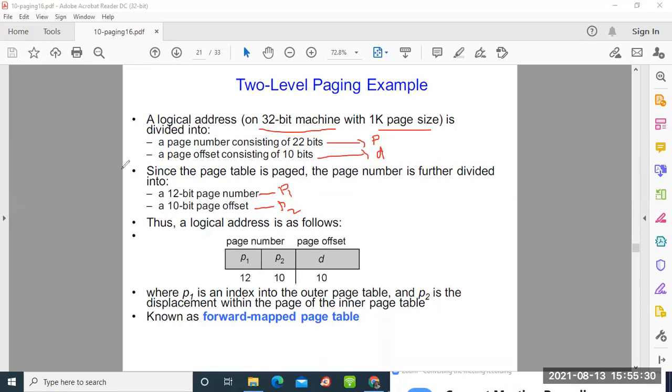Now this 12 and 10 is randomly taken. You can take any bit here, but generally just remember P1 will have a larger number of bits compared to P2. The outer page table should have more pages. So in this case, we have divided the P into two parts, P1 and P2, and for P1 we have assigned 12 bits, and for P2 we have assigned 10 bits.